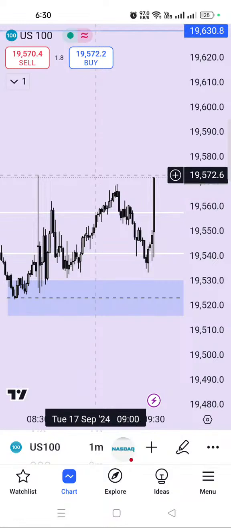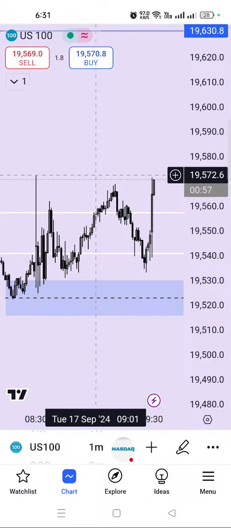The first minute is about to close. Don't get in a rush. It can move up, but I know it's not favorable: not a good risk to reward ratio, low probability, and FOMO. So wait.